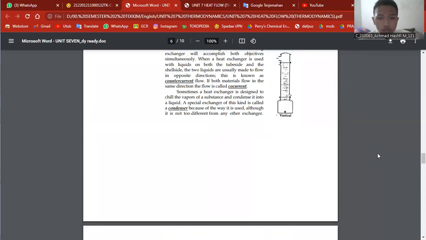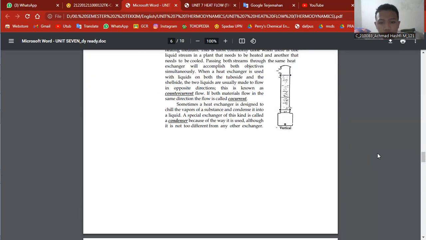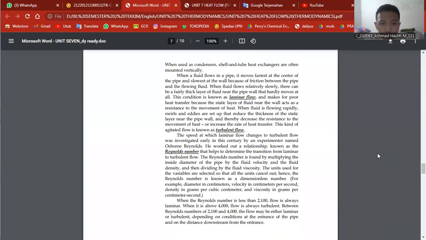Sometimes a heat exchanger is designed to chill the vapors of a substance and condense it into a liquid. A special exchanger of this kind is called a condenser because of the way it's used, although it's not too different from any other exchanger. When used as condensers, shell and tube heat exchangers are often mounted vertically.